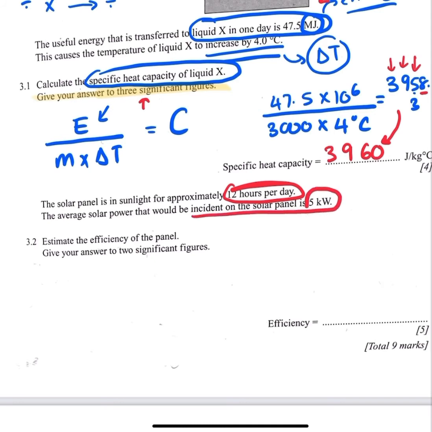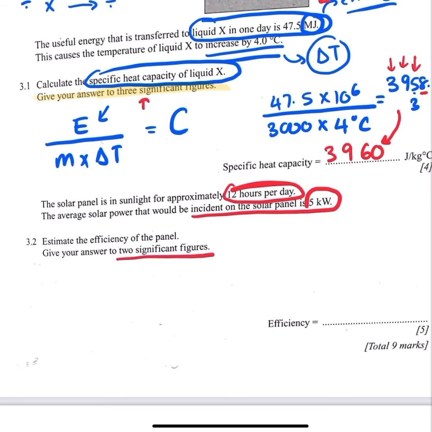So, meaning that the solar panel is in the light for 12 hours per day, and the average solar power, so all the power that actually hits the solar panel, is 5 kilowatts. Okay, so that's the total that actually hits the solar panel. Estimate the efficiency of the panel. Give your answers to 2 significant figures.